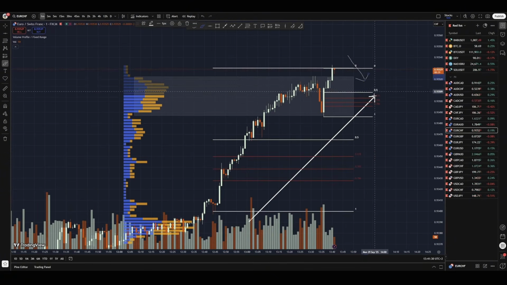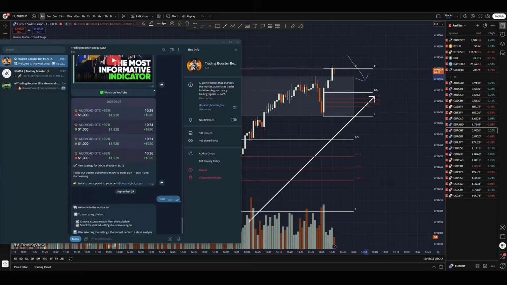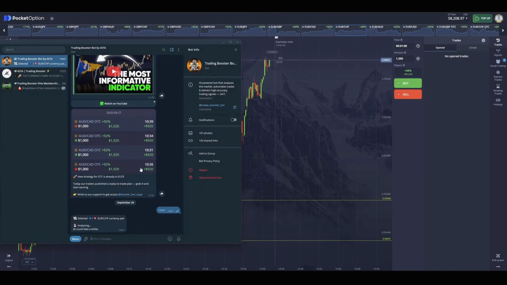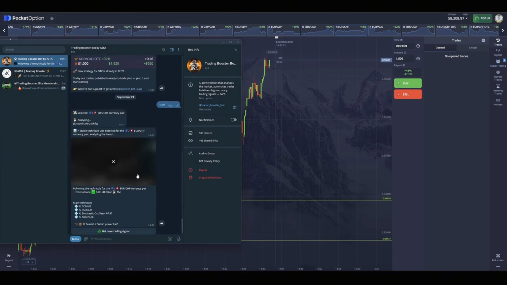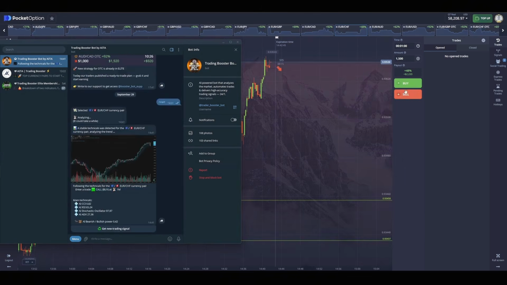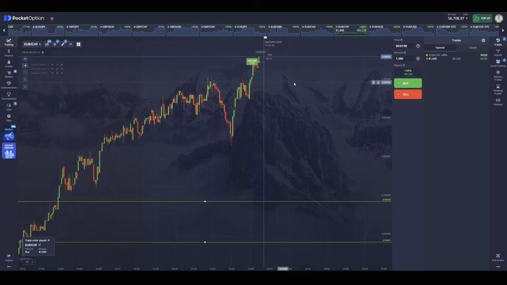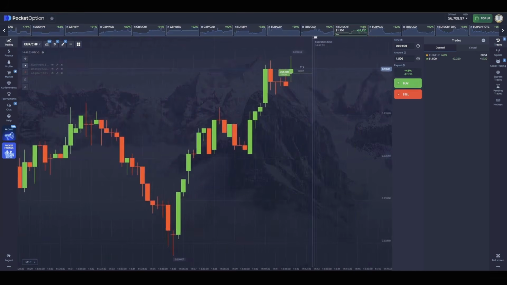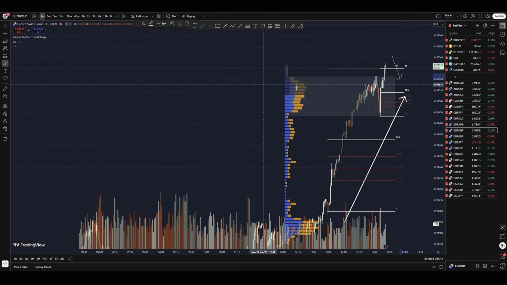Let's ask BoosterBot about the euro to Swiss franc. Where does it think the price will go? I'm choosing 1 minute. Remember, my forecast is for a sell. Let's see what BoosterBot gives us, and BoosterBot is giving a buy signal. Let's listen to the bot and open a buy trade. Why did it give me a buy signal? Honestly, I don't really get it.